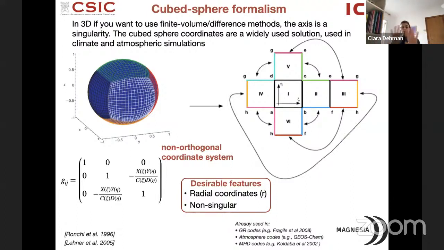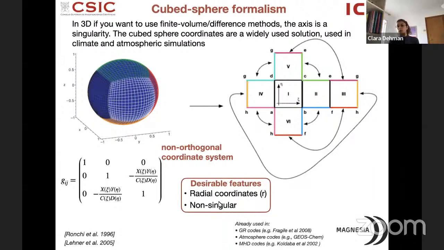Now this spherical surface can be split into 6 identical patches, as we see here. We need 4 of these patches to cover the equatorial belt, and 1 patch in the north and 1 patch in the south. Each of these patches has its own coordinate system, meaning that patch number 1 has its 2 angular coordinates, patch number 2 has another coordinate system, and they are all identical patches. The desirable feature about such a coordinate system is that the radial coordinate is the same as in spherical coordinates, so this is something good. The other one is that it solves the axis singularity problem.